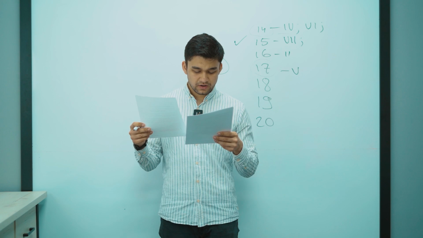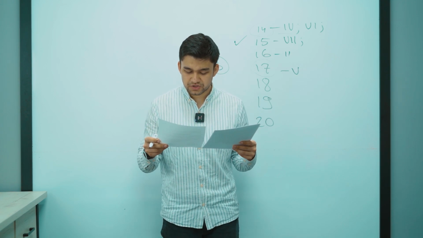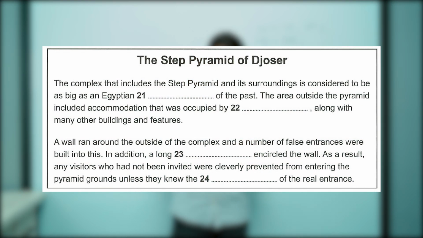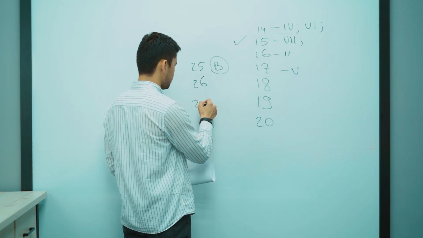So one more time, first sentence. When finally completed, the step pyramid rose 62 meters high and was the tallest structure of its time. The complex in which it was built was the size of a city in ancient Egypt. Considered to be as big as an Egyptian, one word only, of course, city. So 21 is city here. Let's write 21 somewhere here.